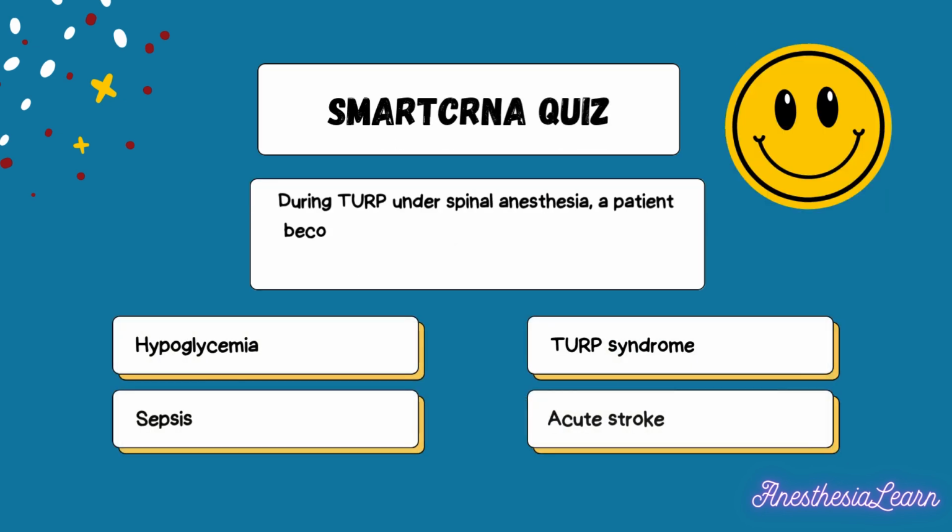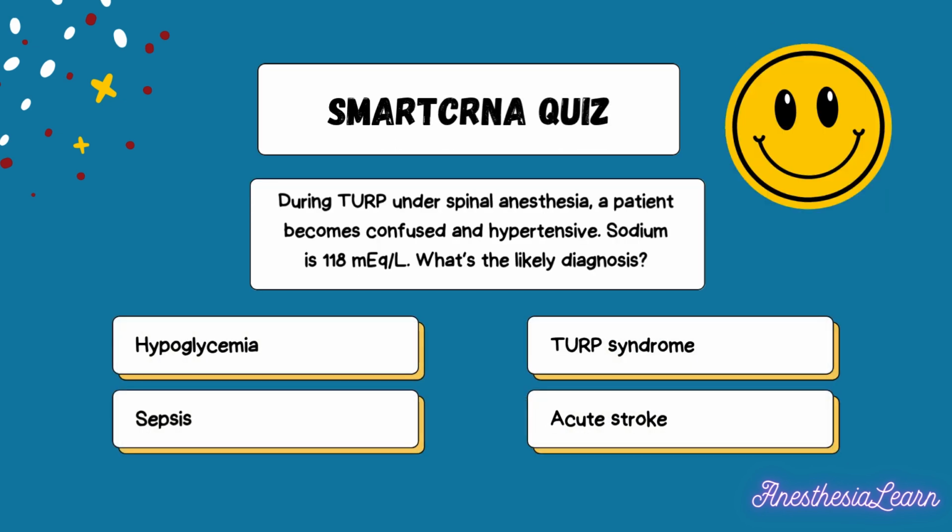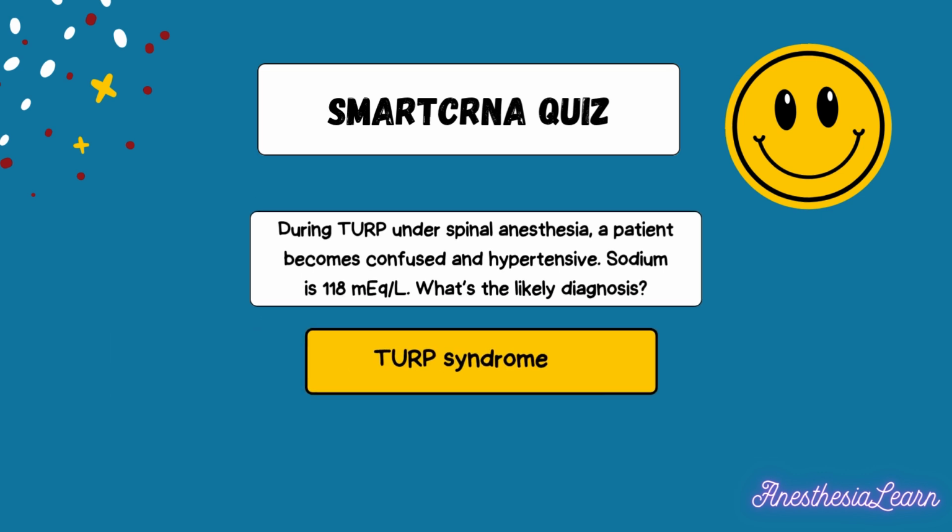During TURP under spinal anesthesia, a patient becomes confused and hypertensive. Sodium is 118 mEq per liter. What's the likely diagnosis? Hypoglycemia, TURP syndrome, sepsis, acute stroke. TURP syndrome. Absorption of hypertonic irrigation fluid leads to hyponatremia and volume overload, presenting with neurologic and cardiovascular symptoms.